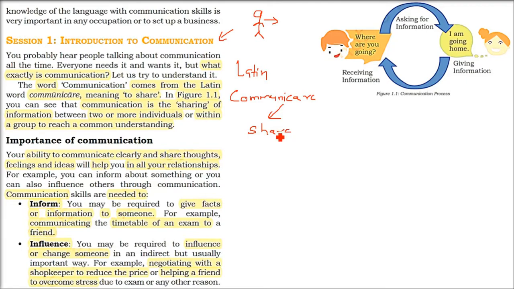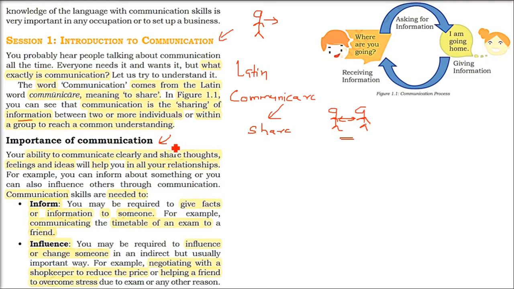You can share anything. You can share ideas, you can share certain information, you can share your feelings. So this is sharing of information between two people, but it can be multiple people. If there is some meeting or some people are gathered and you are talking, then you need to talk in a way so everybody can understand, so you reach a common ground, common understanding.